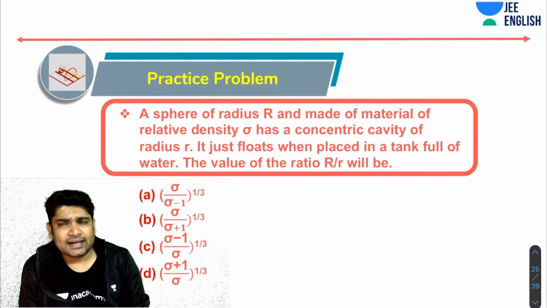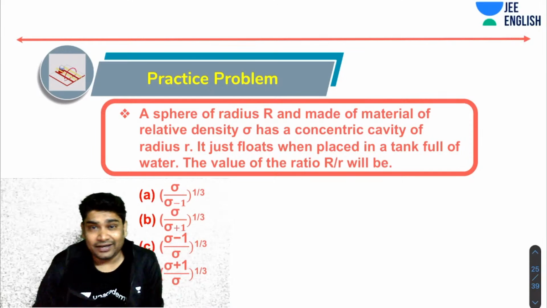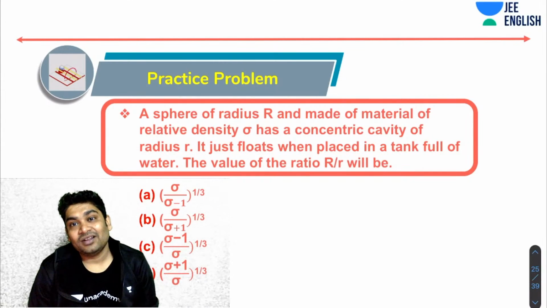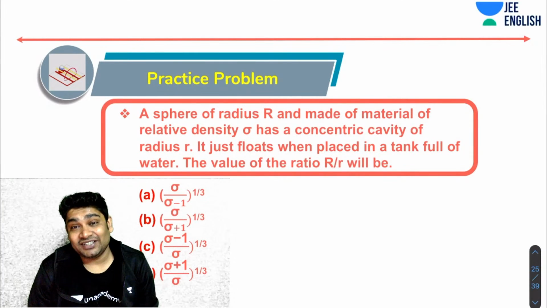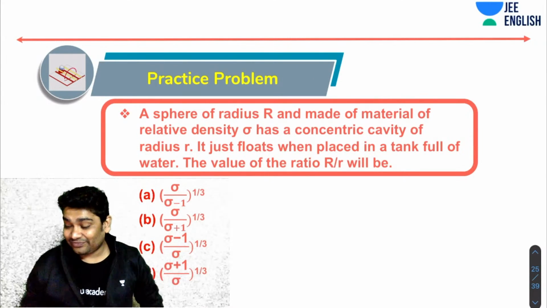So you do realize that the ratio should be greater than 1, right? The first one is greater than 1. The second one is less than 1. The third one is less than 1. Fourth one is greater than 1. So two options you can easily eliminate just by that.